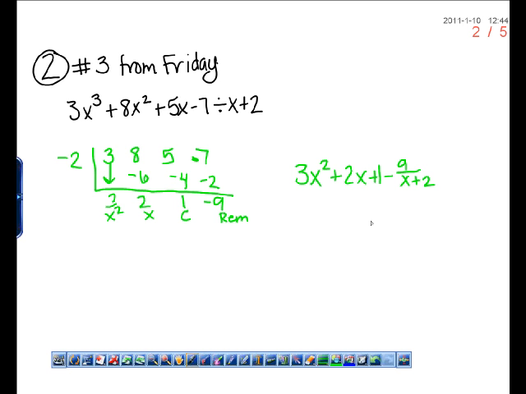So tell me what that tells us. What is not a factor? Good. X plus 2 is not a factor. What else do we know? Good. Negative 2 is not a root. You guys seeing the difference between the two? Factors are like what you would put in your factored form if you factored it out. Root is when you would solve that for 0. All right, let's keep going.